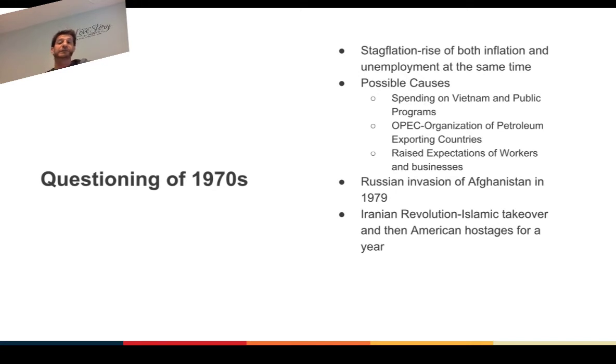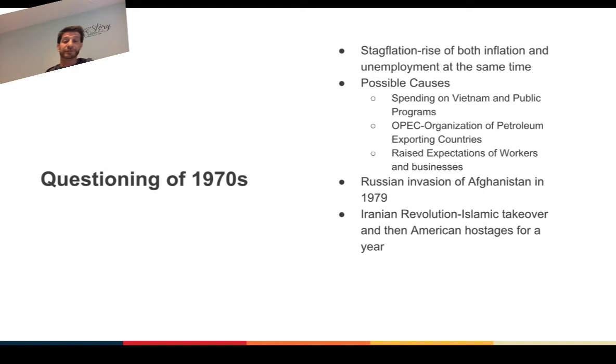One was maybe we're spending too much on the Vietnam War and public programs, and that's raising inflation. OPEC, the Organization of Petroleum Exporting Countries, had shrunk the supply of oil, and that raised prices on energy. Also, there's the raised expectations of workers and businesses. This tended to be the conservative idea of Milton Friedman, who said, because people are demanding things on both sides, businesses and workers, that's what's raising both of these problems.